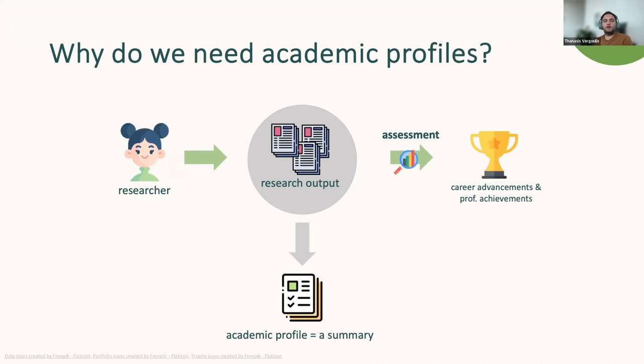So it is a very common activity, a very common task for someone to go through the various items that belong to the output that the researcher is producing, and then try to evaluate their productivity, the impact of their work, or very similar aspects of their career. And of course, an academic profile is something like a summary that tries to provide an easy way for evaluators to go through the various activities that the researcher had participated in.